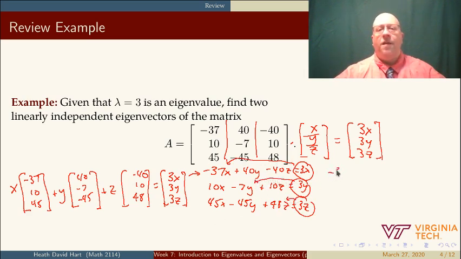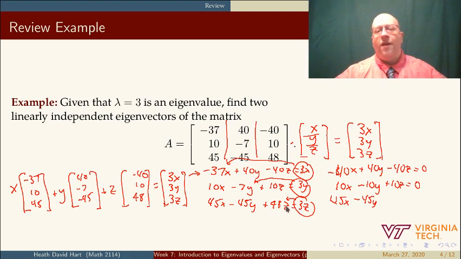And so now I have negative 40x, because I've subtracted 3x, plus 40y, minus 40z is equal to 0. And then 10x, when I subtract 3y, this becomes negative 10y, plus 10z is equal to 0. And then 45x minus 45y. When I subtract 3z, this is plus 45z is equal to 0.